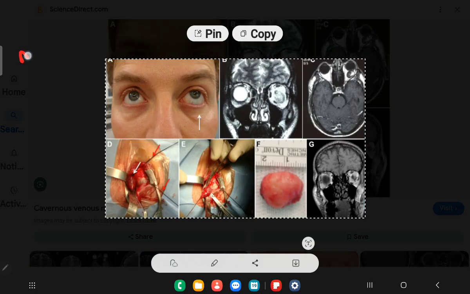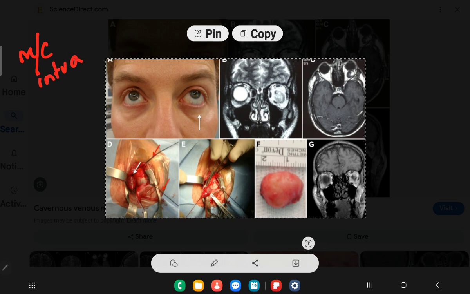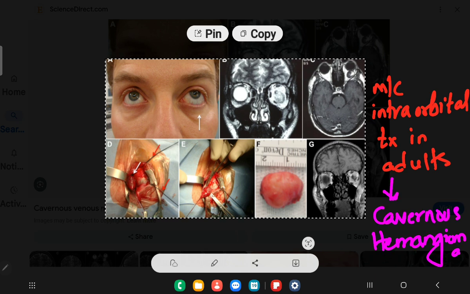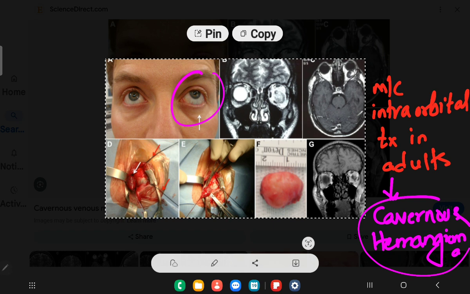Once they had asked in one of your papers, the most common intraorbital tumor in adults. Your answer is going to be what, guys? Tell me. It is cavernous hemangioma. Okay, so this is cavernous hemangioma. Now, what is cavernous hemangioma? See, it is a benign vascular tumor, or I can say it is a vascular malformation of the orbit.